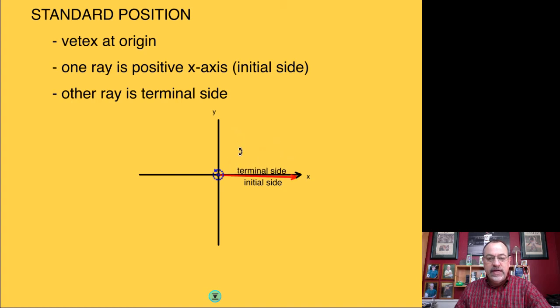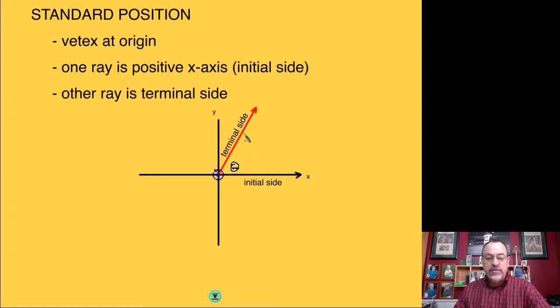the positive x-axis, and then we rotate this side around, and wherever we stop, the angle measured from the initial side, white on yellow doesn't look too good, that's theta. Remember, theta is the variable that we use for an angle measure. So we have these angles that we can determine by this rotation of this side.